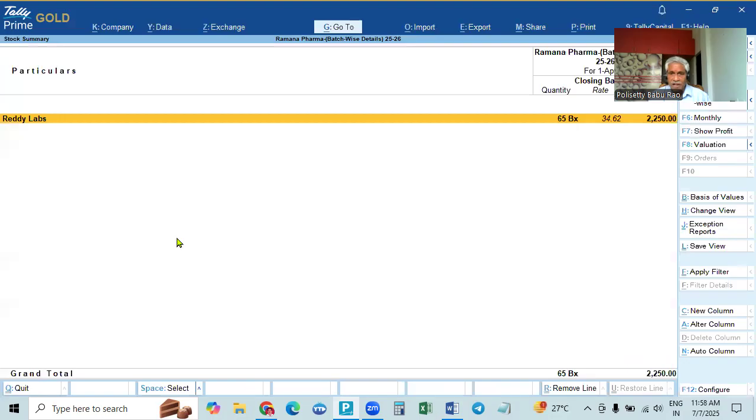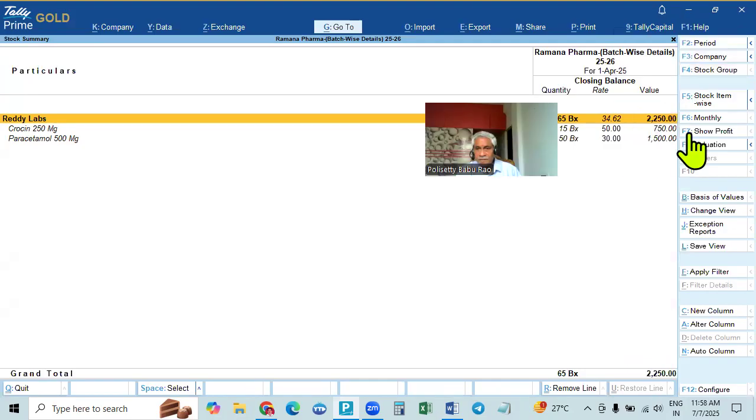We will take the stock summary. In the stock summary, it will always show by group only. If you want to see the items, just press Alt F1. So under the group, what are the items? Another group, what are the items? If you want only items, not groups, then here you go. See here, item wise, only items will be shown.